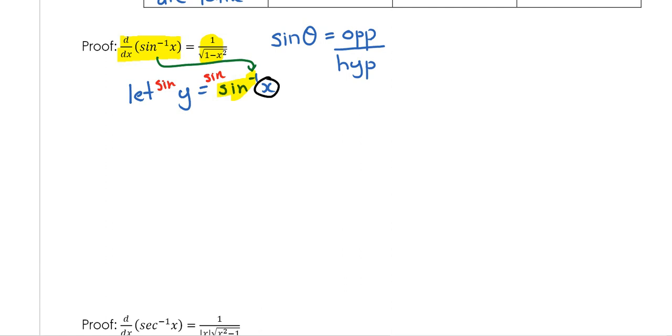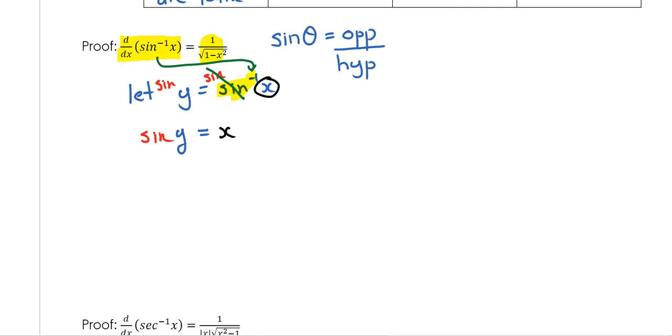So if I multiply both sides by sine, I get sine y, and that's going to equal to just the variable x. Okay, so you'll notice that this part will just cancel off now. Okay, so sine y equals to x.